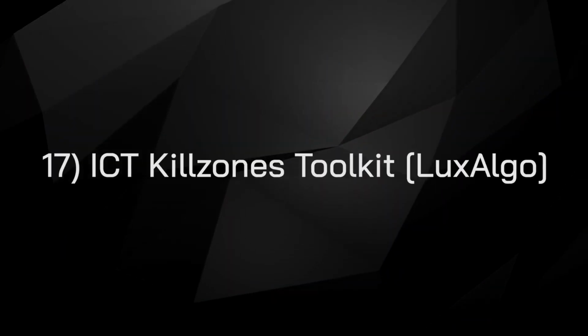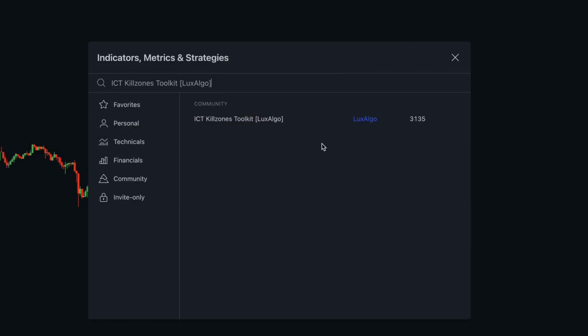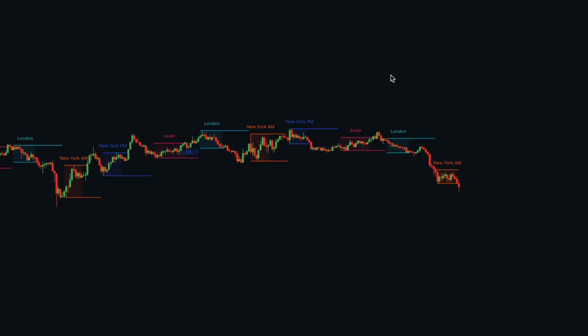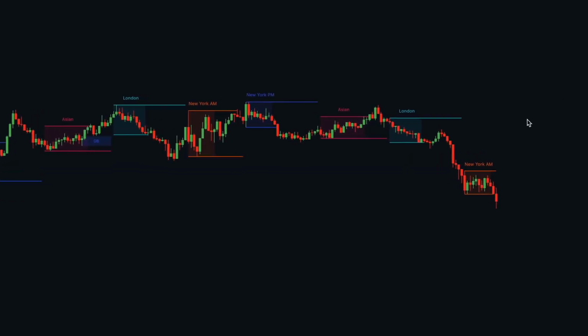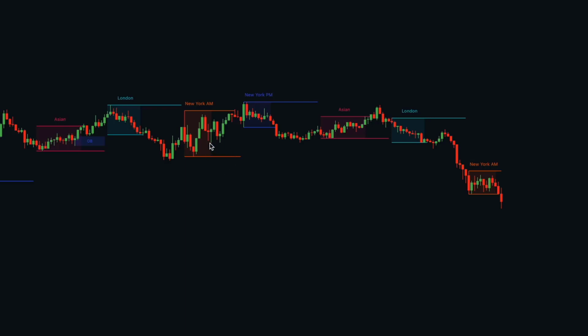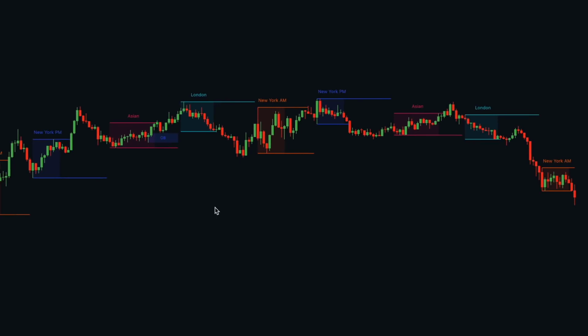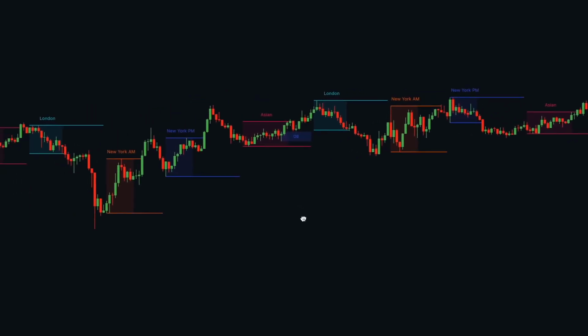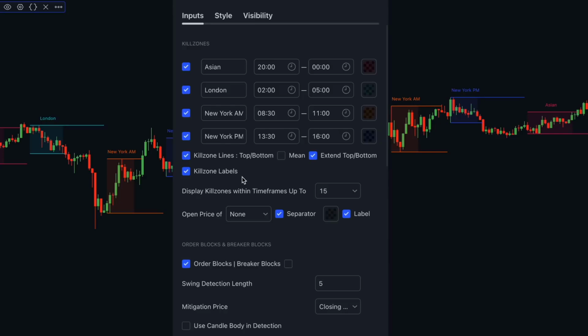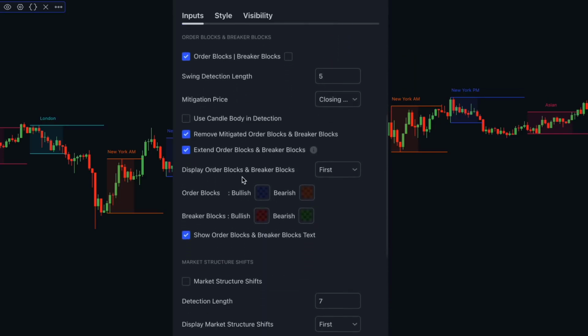The 17th indicator you should absolutely test out is called the ICT Kill Zones Toolkit by Lux Algo. The ICT Kill Zones Toolkit is an advanced set of tools designed to assist you in pinpointing key trading zones and patterns within the market. It includes the following price action components: ICT kill zones with pivot highs and lows, order blocks, breaker blocks, fair value gaps, and market structure shifts.